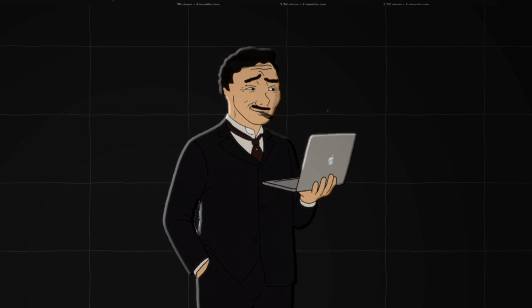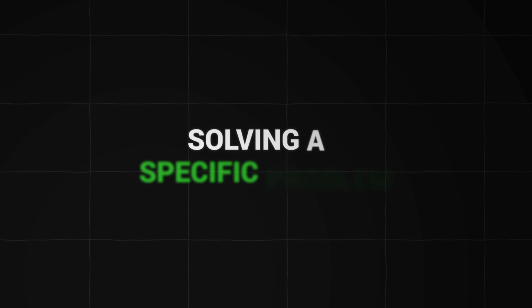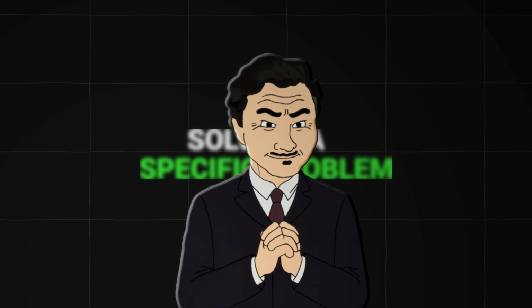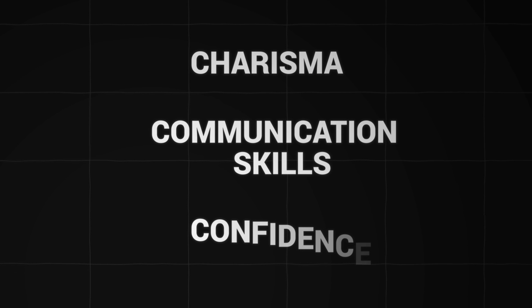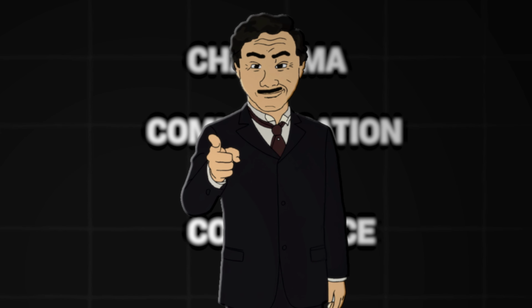The second thing that makes a viral topic is that it solves a specific problem. You have to focus on a specific problem and solve it. That could be charisma, communication skills, or confidence. It doesn't matter, you just have to be specific.